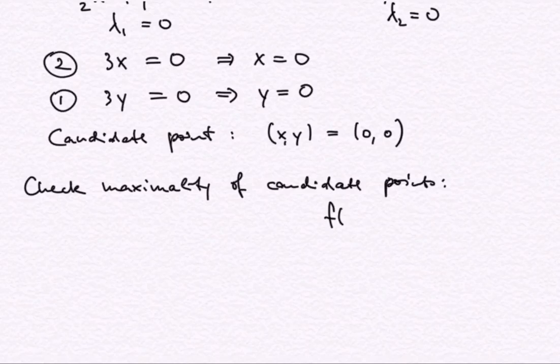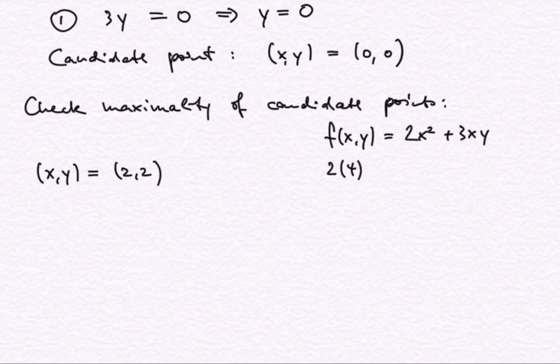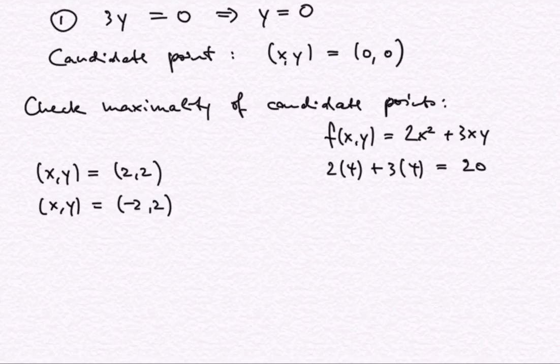So the objective function was 2x squared plus 3xy, and now we have the candidate point (x, y) equal to 2 and 2. So I get 2 times 4 plus 3 times 4. This is equal to 20. Then I have the candidate point x and y equal to minus 2 and 2. This is 2 times 4 minus 3 times 4. This is equal to minus 4. Certainly not a better point.